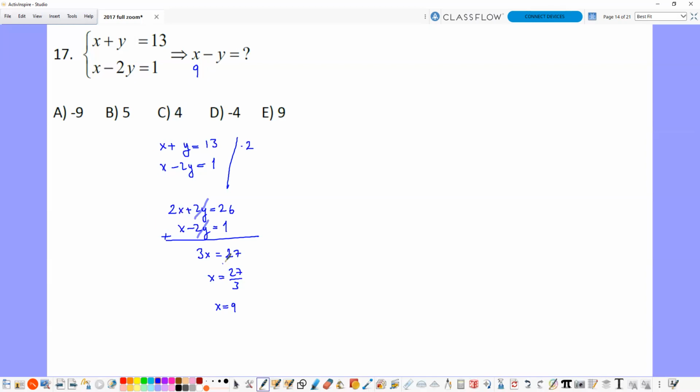I found that one. The second value is the y value. You can find it from x plus y, since it's equal to 13. 9 plus y is equal to 13. y is equal to 13 minus 9. y is equal to 5, so y is equal to 4. I said 5, but 13 minus 9 is equal to 4. So 9 minus 4 is going to be equal to 5. The answer of the question.